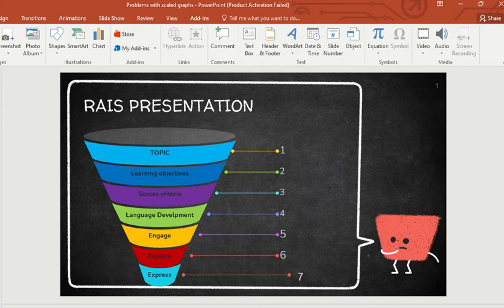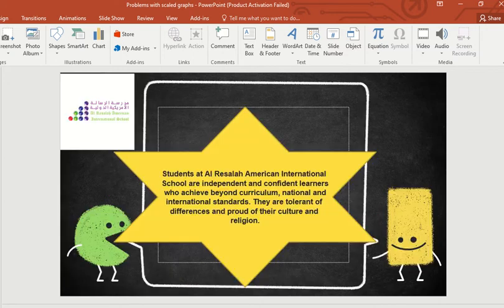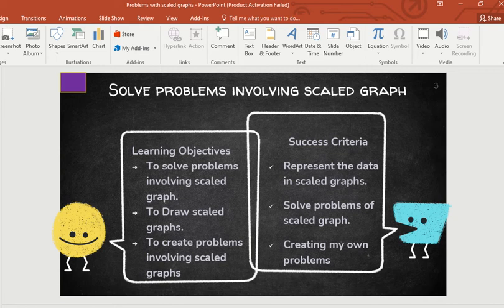Today we have the same topic about scaled bar graphs, but today we are going to discuss scaled bar graph problems, and we know how to make bar graphs. So our topic is problem solving with scaled bar graphs. If I don't write bar graphs here and I write scale graphs, you can consider it as bar graphs.